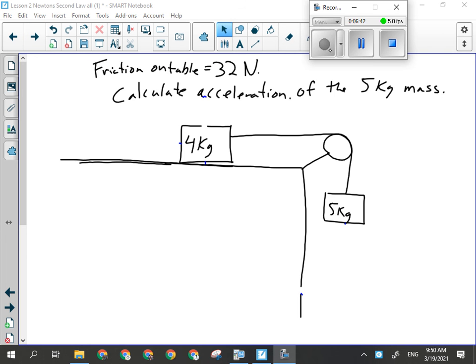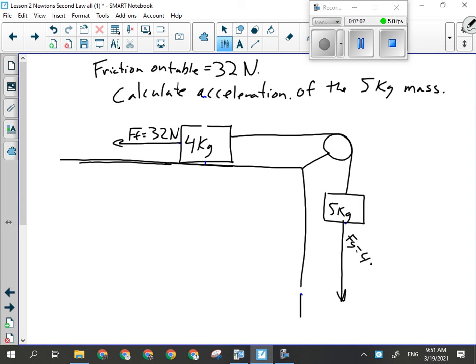So first we have to identify the forces that are acting in the system. There's only 2. There's the force of friction, resisting the movement of the 4 kilogram mass. And then we've got the force of gravity acting on the 5 kilogram mass, which will be 49.05 newtons, 5 times 9.81. Since this is a system, what do I have to do when I calculate the net force?